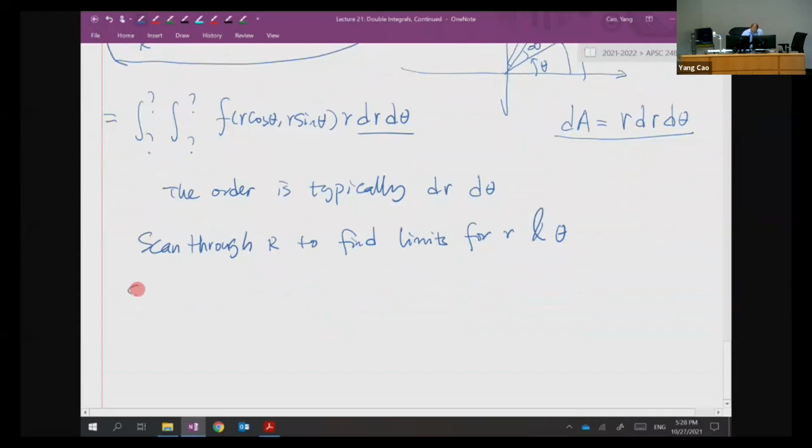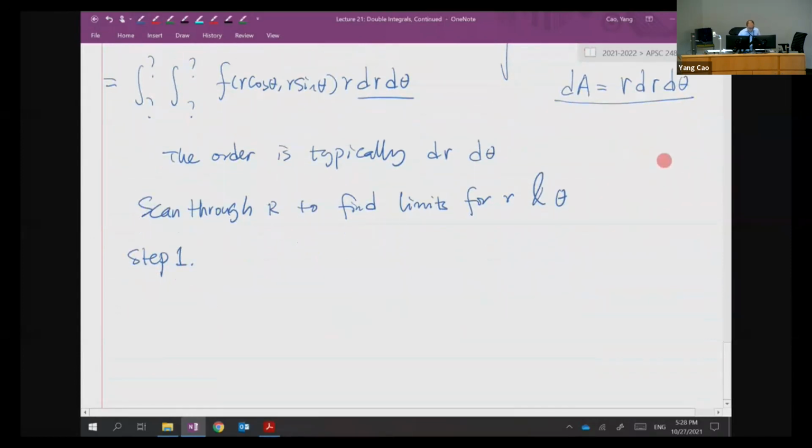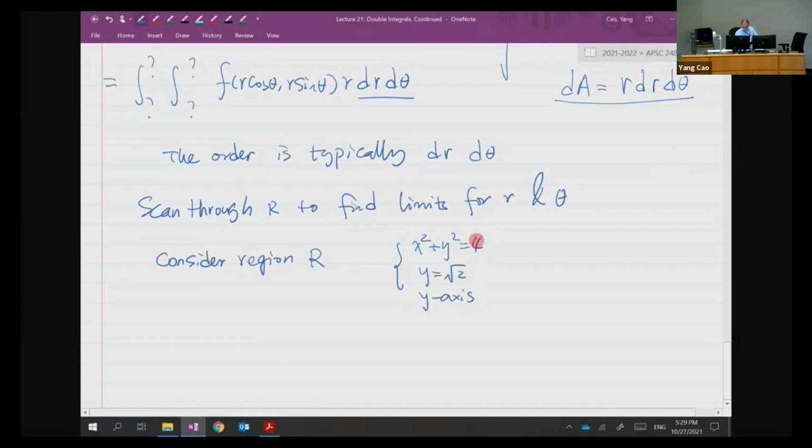So let's do this by following through the steps. I'm going to use the following region R as an example here. Let's first give us the limits here. Let's consider this region. There are three pieces of information involved here: you have a circle, you have a line, and you also have the y-axis.